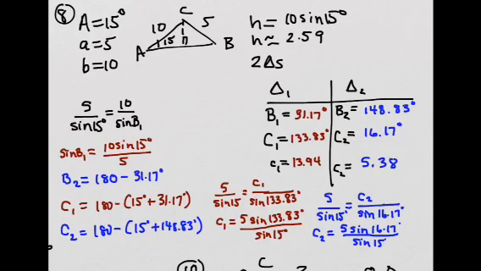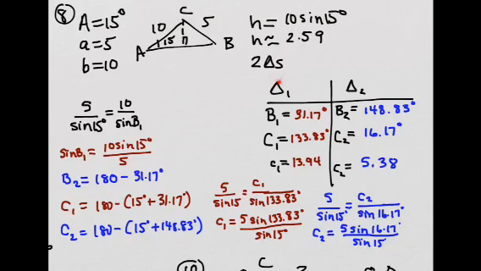Alright, number 8 is another ambiguous case. This one turns out to be two triangles, because when you find H, you get 2.59, and since this is shorter than this, that means that this could reach here and it could reach here, so it gives you two triangles.